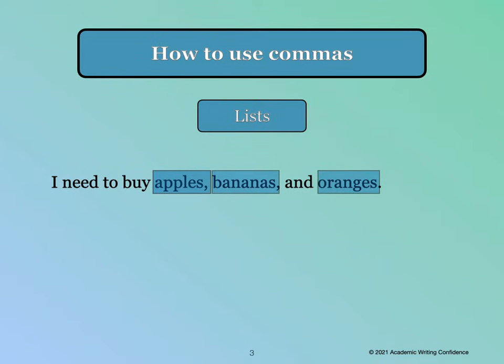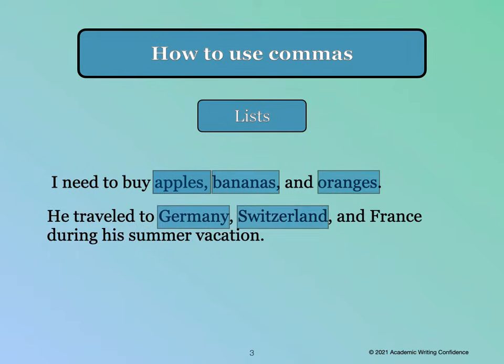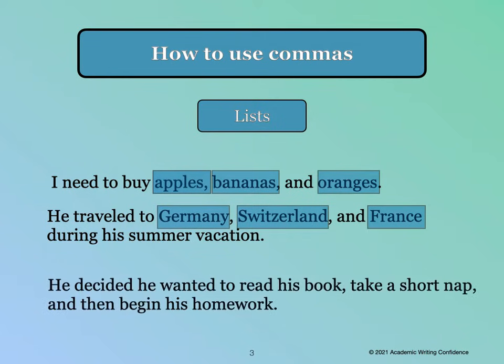Now, here's another example. He traveled to Germany, Switzerland, and France during his summer vacation. Again, you can see the 3 words are separated by commas. And we do the same thing if the list includes short phrases like this. He decided he wanted to read his book, take a short nap, and then begin his homework.